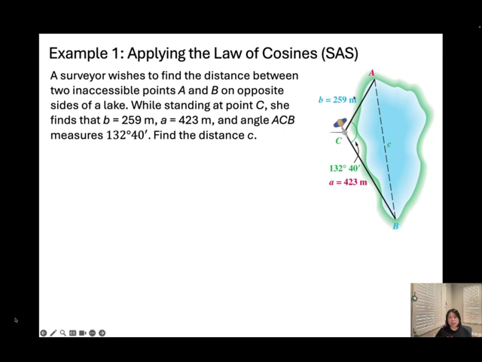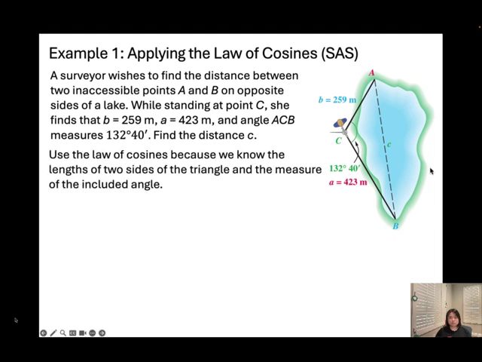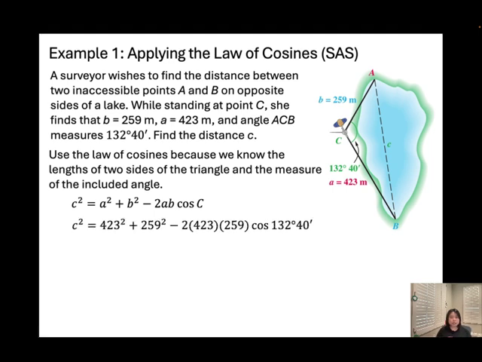So we know this is an SAS case. We could apply the law of cosines. We know the angle C, so the law of cosines: c squared equals a squared plus b squared minus 2ab cosine C. Okay, plug it in. I want you to try to use your calculator and find out what your c squared equals.